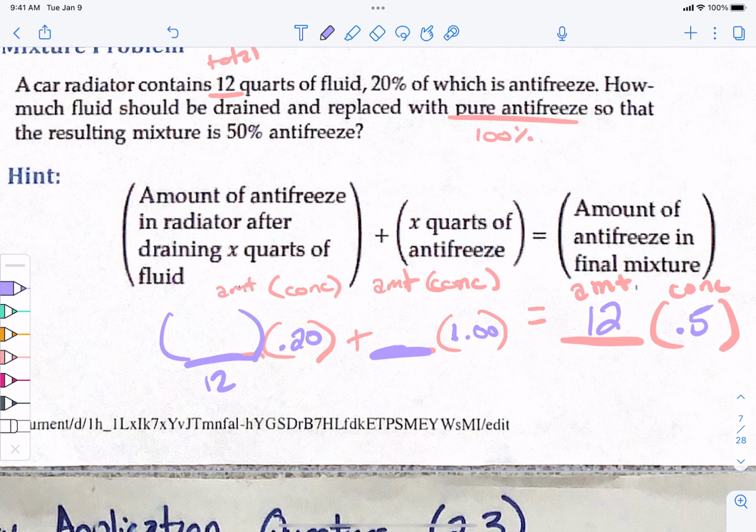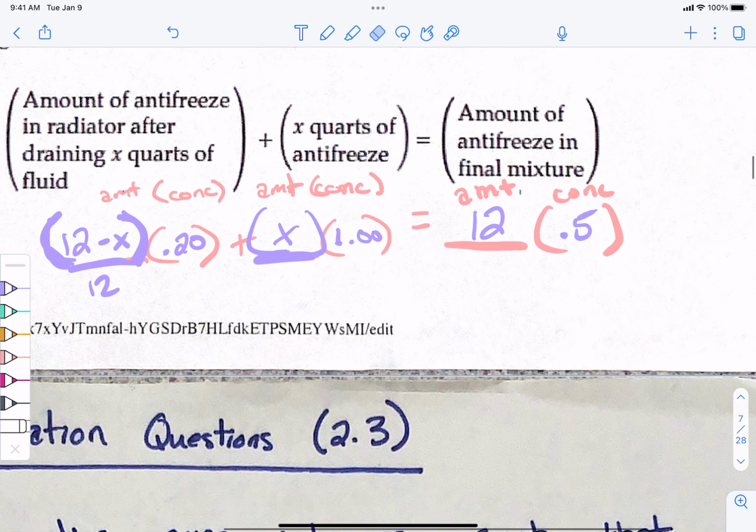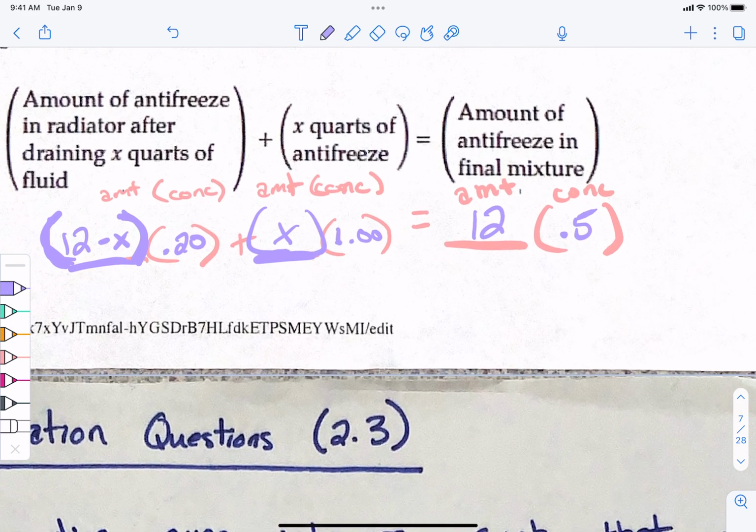So what should we put in here? 12 minus X. We're taking the 12 and subtracting X out. Okay, then what should go here? X. That's the amount that we're replacing back in, right? We're taking X out of the 20% and adding that X to the 100%. Then we just solve. This is kind of like the interest rate problem again, right? Okay, now what?